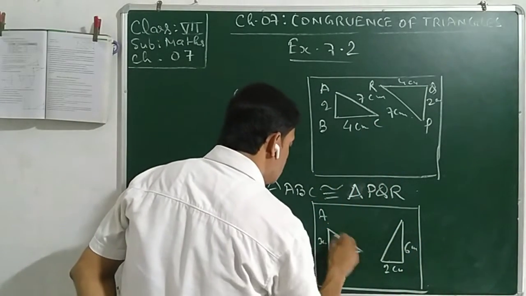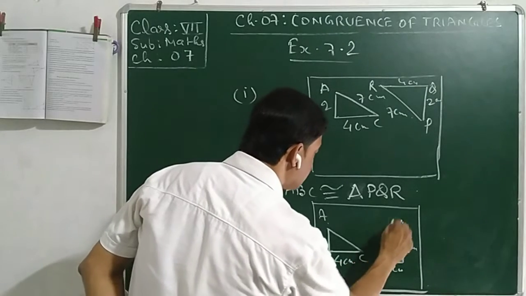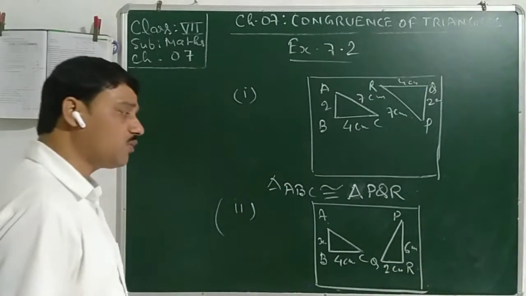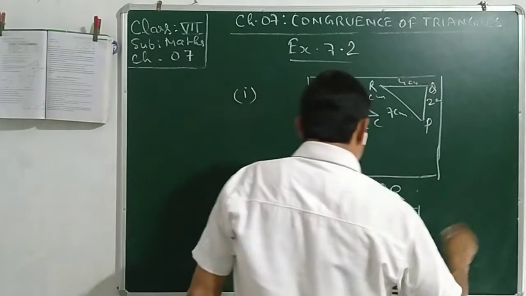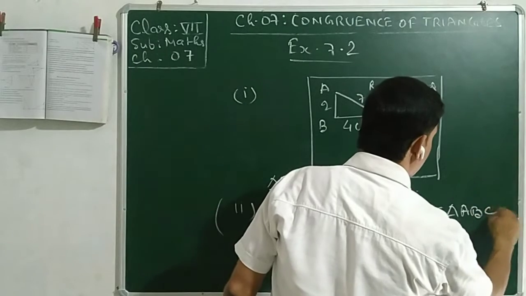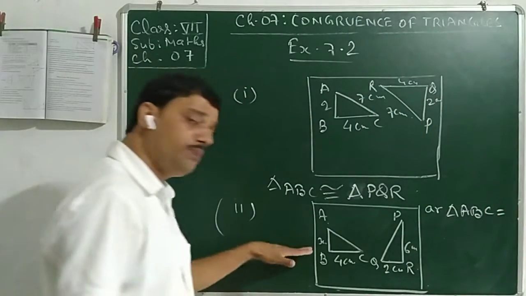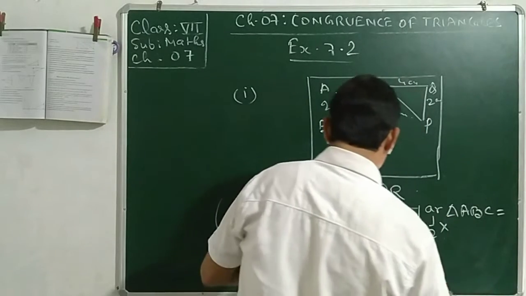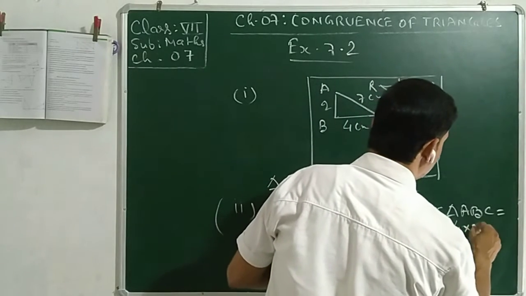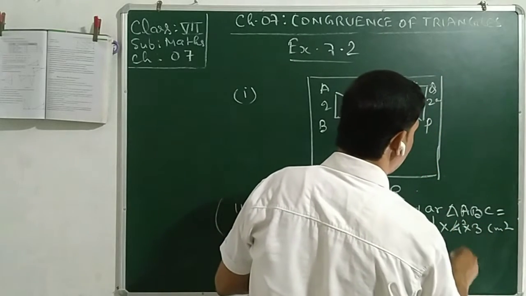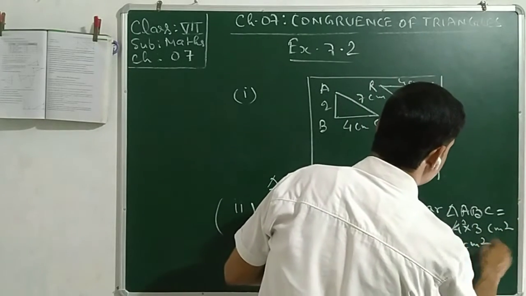See, assume that this is ABC, this is PQR. They are not congruent, but area of triangle ABC. I am lacking the space, that's why I am writing here. You will write at the bottom. That will be 1 by 2 into base into height, 4 into 3 cm square. That will be 2 2s are 4, so 6 cm square.